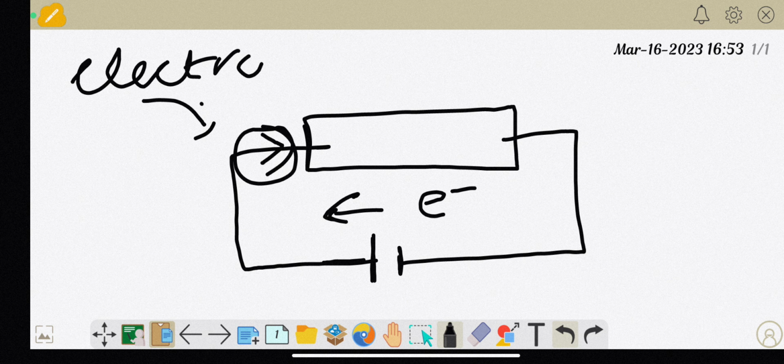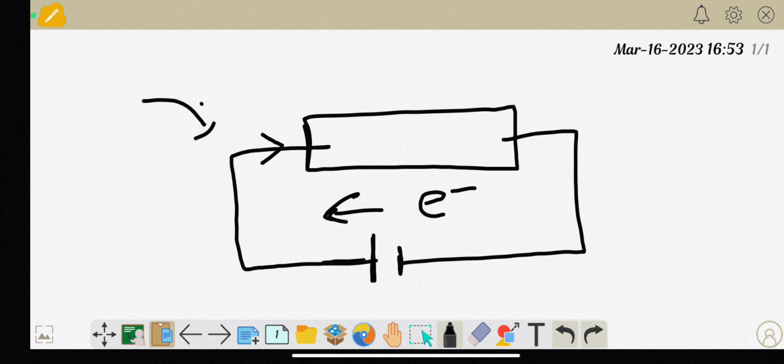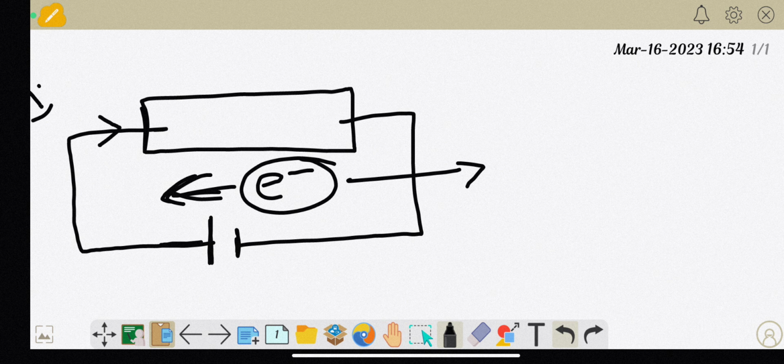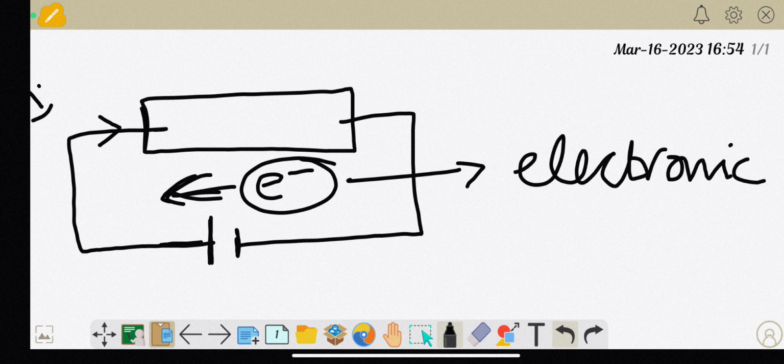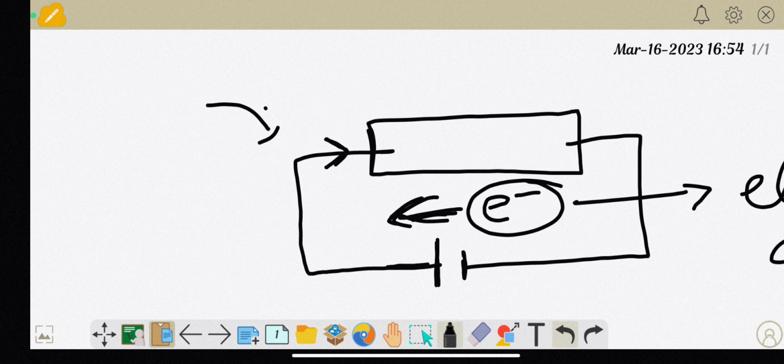No, no, it's not electronic current. Okay, so see, whatever this direction is, right? This is called electronic current. Okay, sorry, this is called electronic current. So why electronic current? Because this current is due to electrons. And see, this direction, what they have said, right? This is called conventional current.